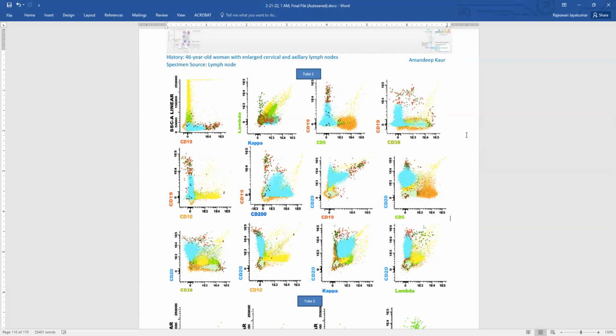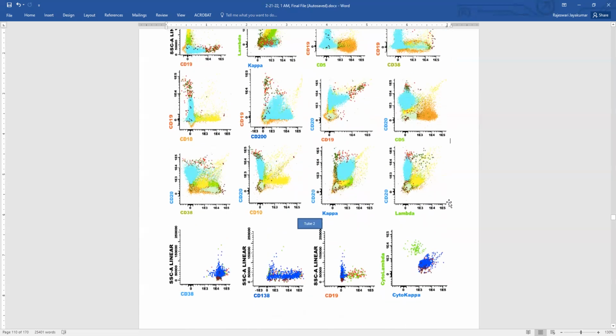From flow, you can only say what is the percentage of aberrant kappa restricted B cell population that you see, and a certain percentage of apparent kappa restricted plasma cell population that you see, and you can describe what aberrancies you see. For example, in this one, you have CD5 negative, CD10 negative B cells, and you have the plasma cells that show apparent expression of CD200 and show loss of CD27 and CD19. So that's all you will say in your report.